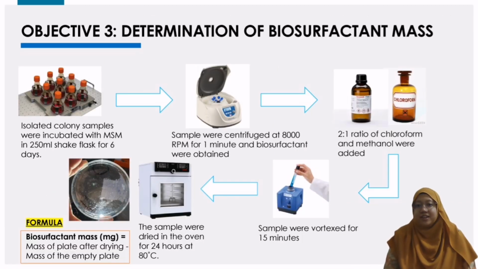For accomplishing Objective 3, in the determination of biosurfactant mass, the biosurfactant sample obtained the same as the previous method was filtered and treated with HCl, which stands for hydrochloric acid, and then mixed with a 2:1 ratio of chloroform and methanol for separation. After vortexing each mixture for 15 minutes, the sample was dried in the oven for 24 hours at 80 degrees Celsius. The mass of biosurfactant produced by each isolate was then measured using the formula: mass of plate after drying minus mass of empty plate.